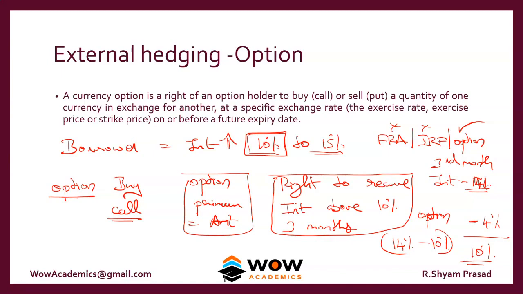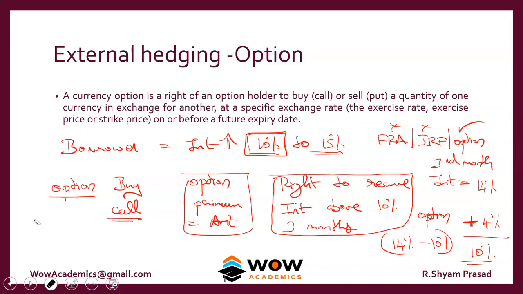How does this occur? Because from the options you have got the right to receive more than 10%. So as the interest rate is 14%, you got the balance of 4%. That is a profit for you. And as the market interest rate, you have to pay 14% if you're going to borrow. That is an outflow. So an outflow of 14 and an inflow of 4 will give you 10%. So that's how it works.